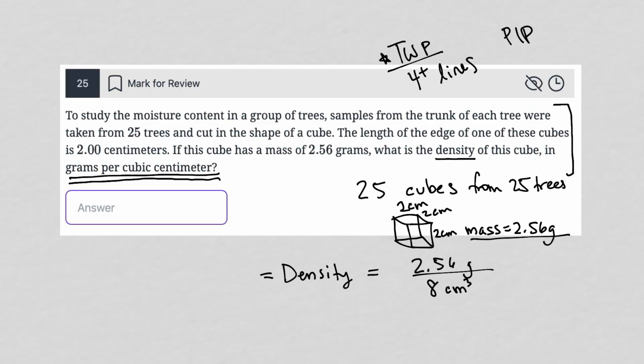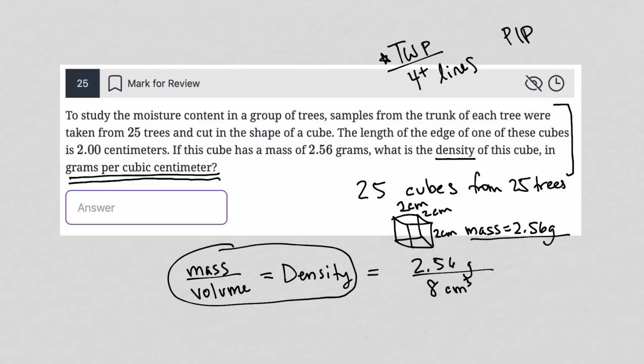Hopefully you know the formula. It's equal to mass over volume. But I wanted to do it the other way first, just to show you that even if you have forgotten this or never learned this, you can still answer this question based upon the hint provided with the units in this question. So now I'm going to go to my calculator.